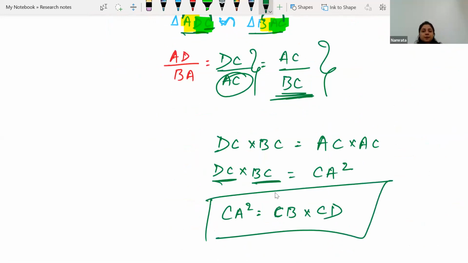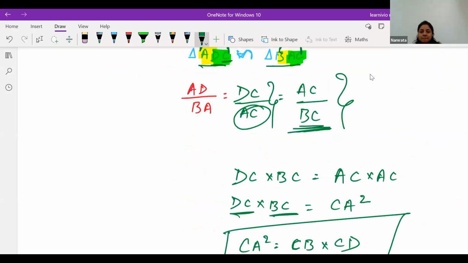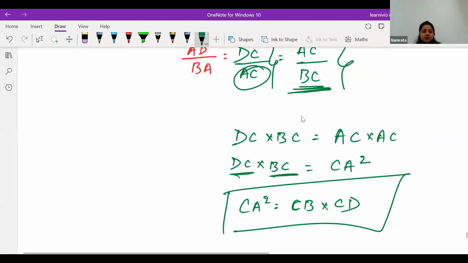Any doubt over here? Yes, do let me know. Any doubt? Okay, let's move ahead. So whenever this type of proof is given, just go ahead and prove the similarity. You will end up getting the proof, whatever it is asking.